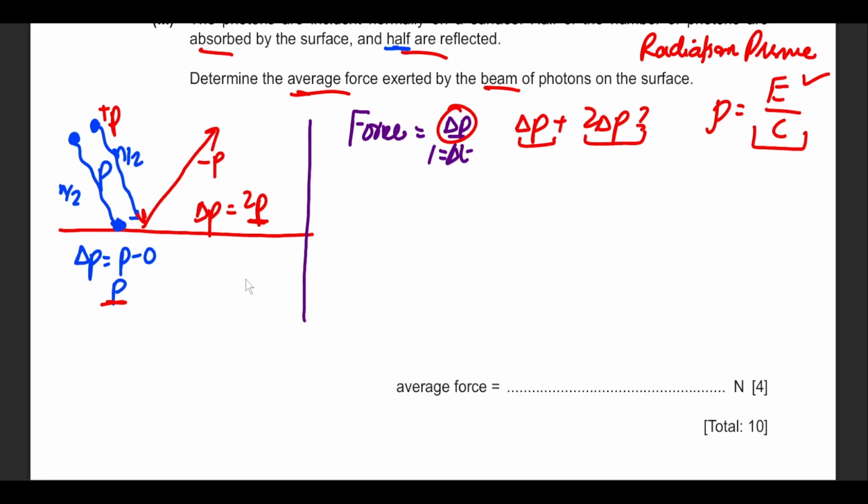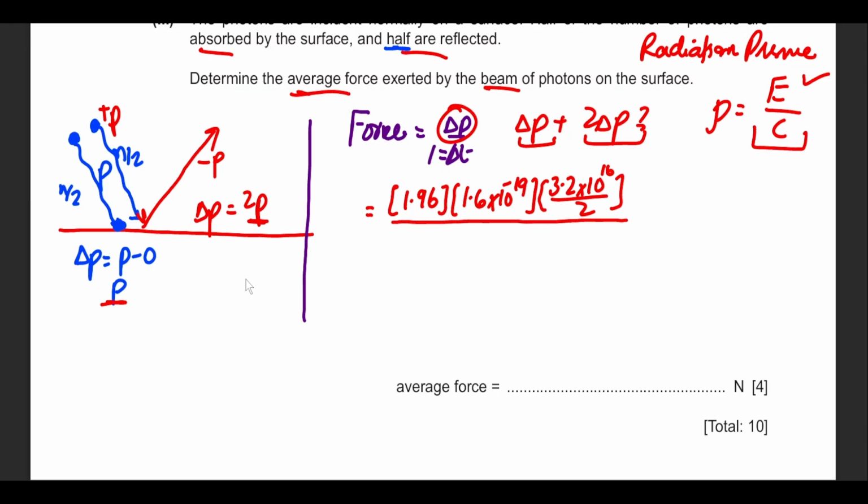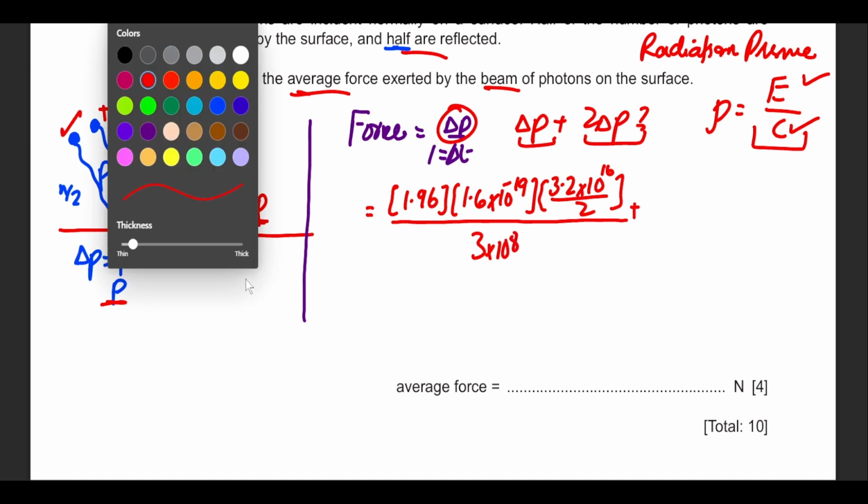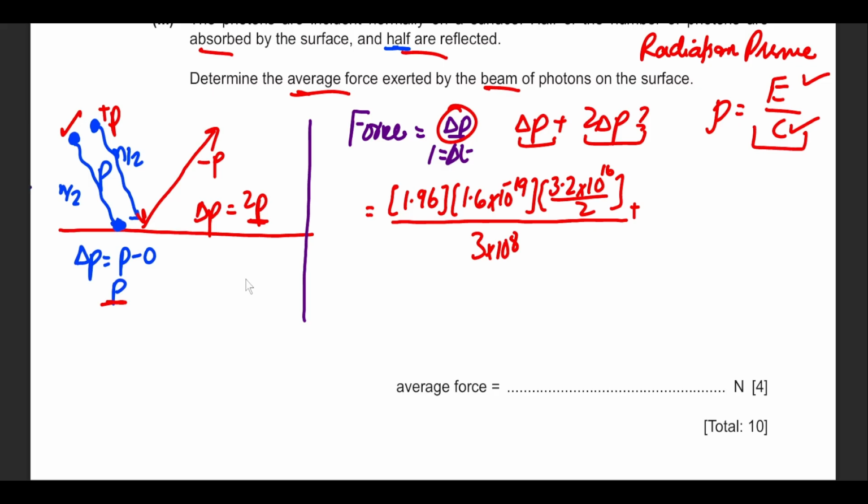Okay, so first the energy is 1.96 into 1.6 into 10 raised to the power minus 19, converting electron volts to joules, into 3.2 into 10 raised to the power 16, divided by 2. Why? Because it's the first half of the stream, and of course this is being divided by the speed of light, which is 3 into 10 raised to the power 8. This was the first stream. This one is done. Now the second stream is going to be calculated over here.